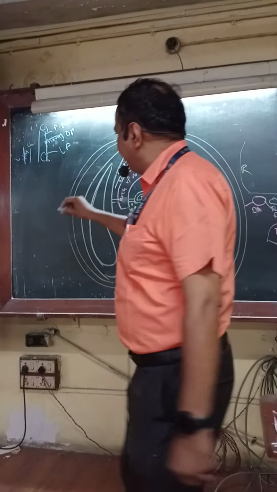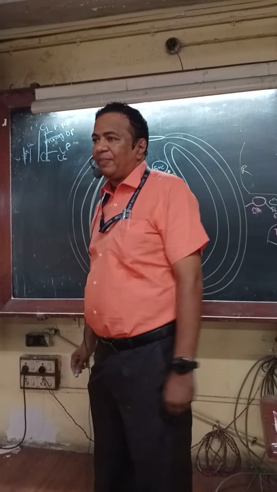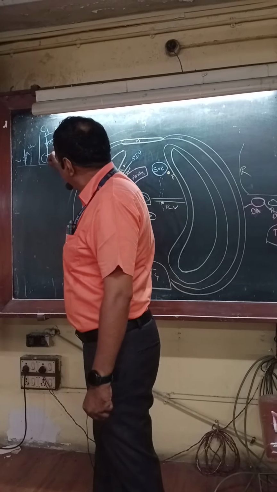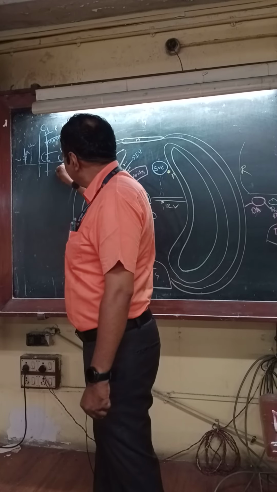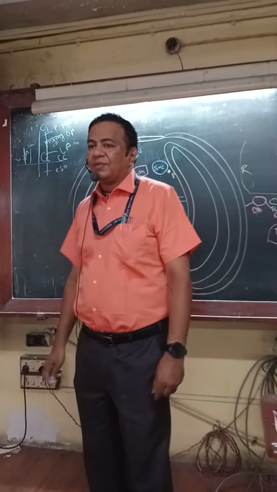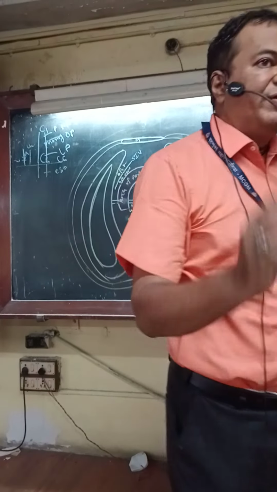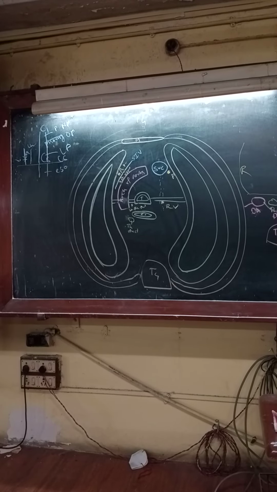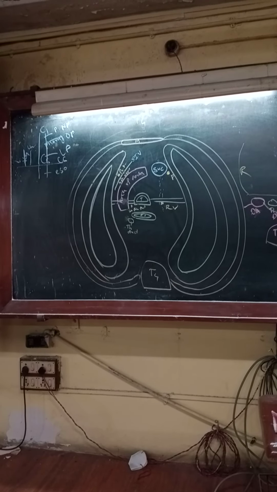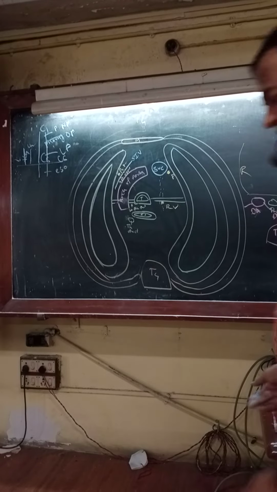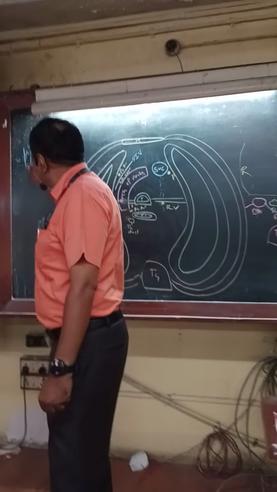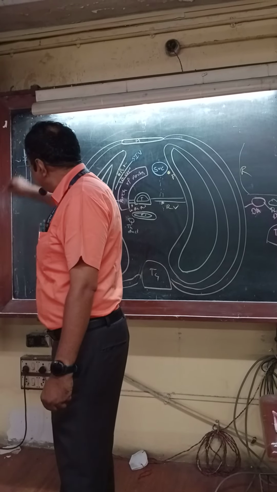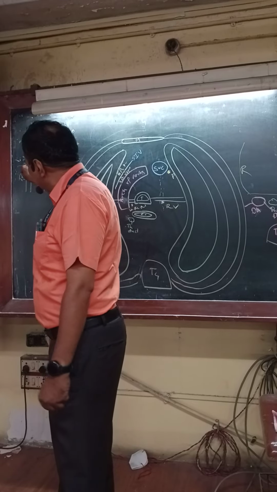So all of this ends at C6 level. So at C6 what happens is, laryngopharynx continues as esophagus. Pharynx continues as esophagus, I am just adding a word laryngopharynx. And larynx continues as trachea.